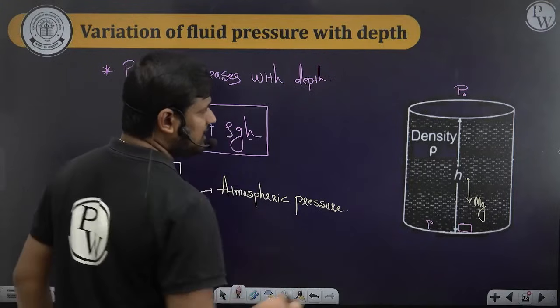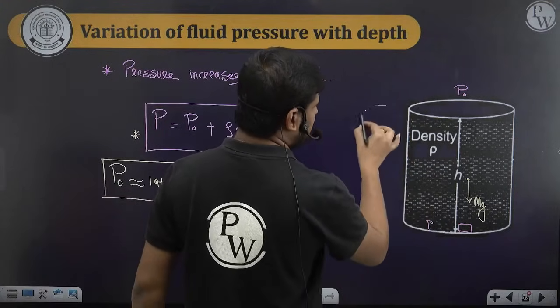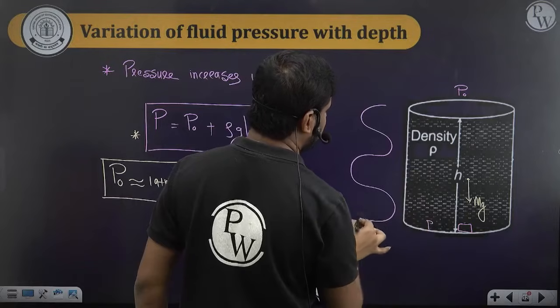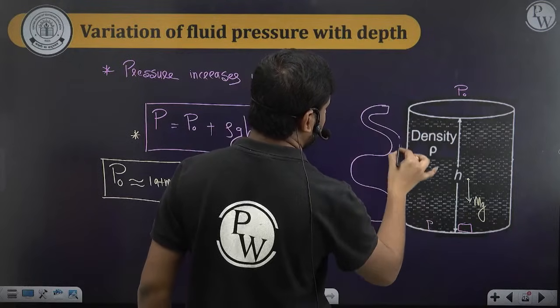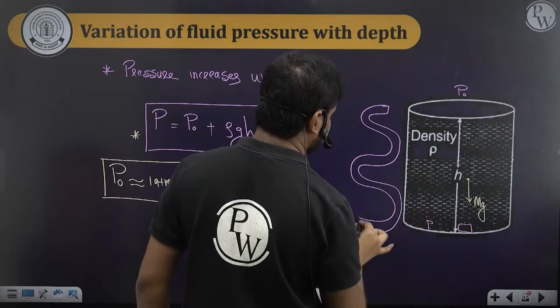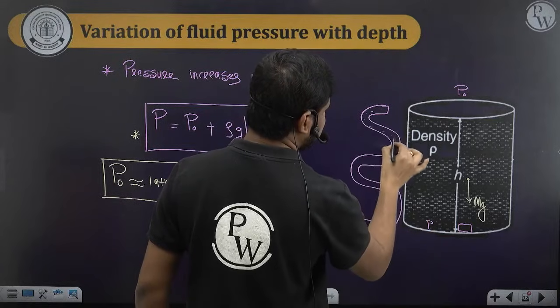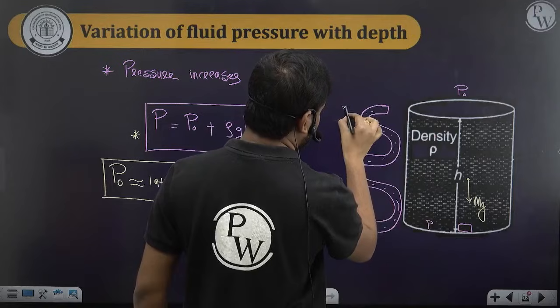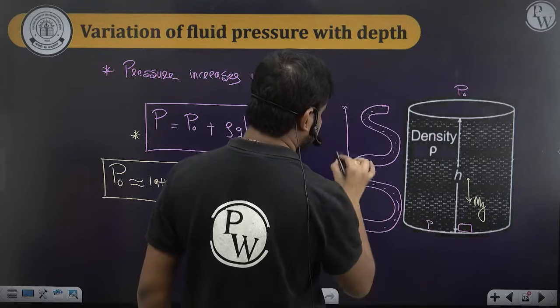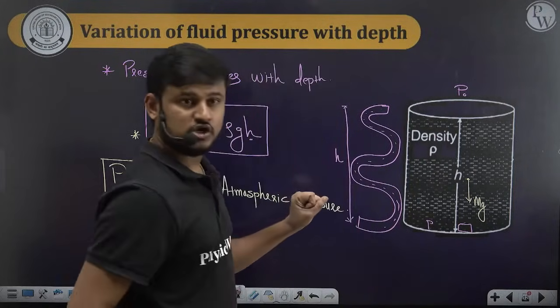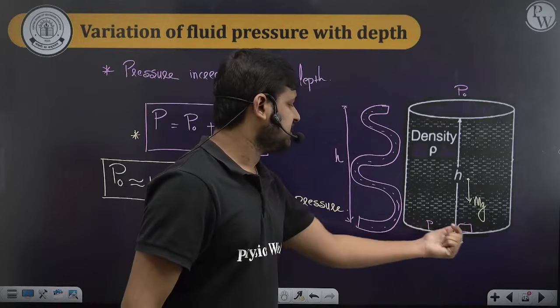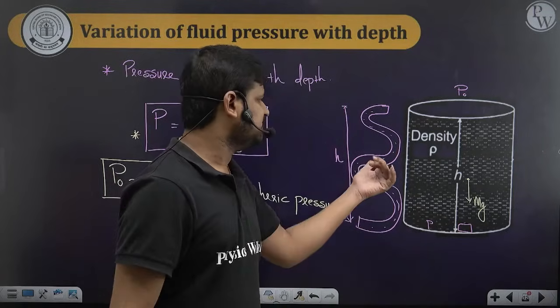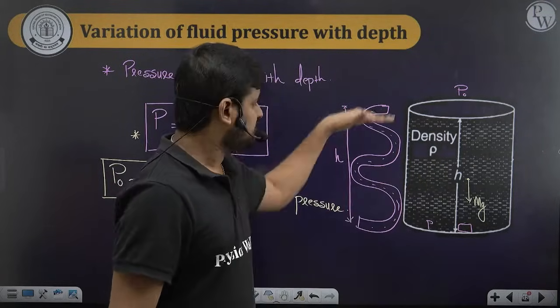For example, this container is there. Now the same liquid I filled in this tube. So here height h, here also the height h. Let's consider the vertical height. Then the pressure at the bottom here and the pressure at the bottom here are the same, because if this liquid and this liquid are the same, the pressure is going to be the same.